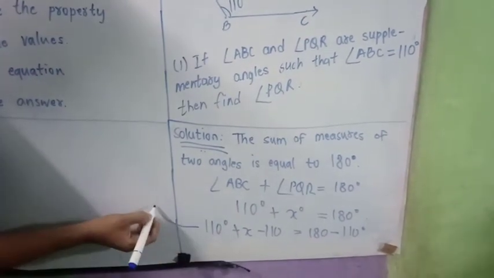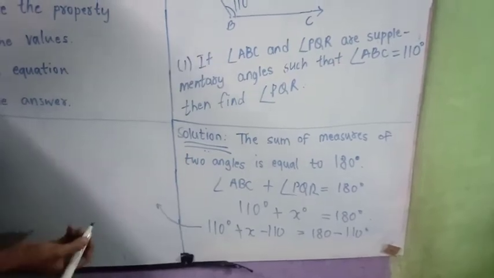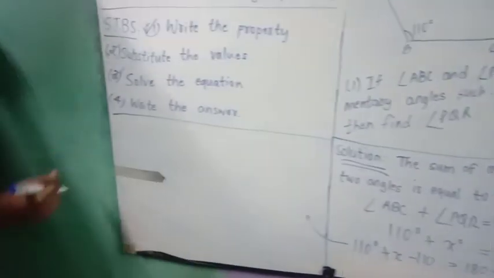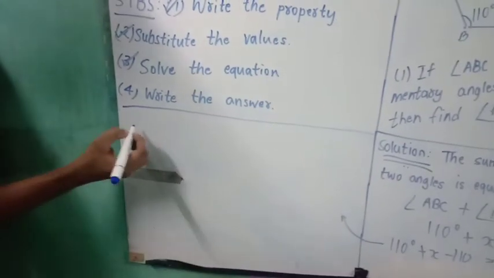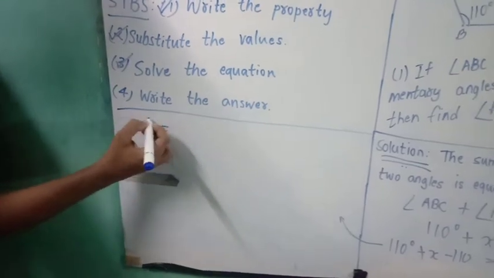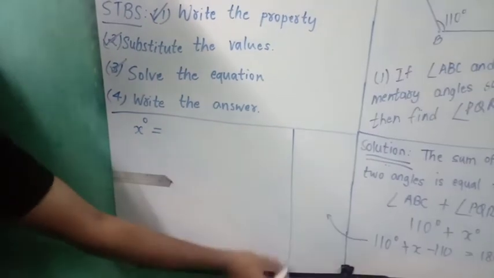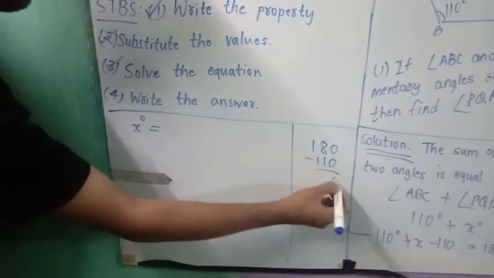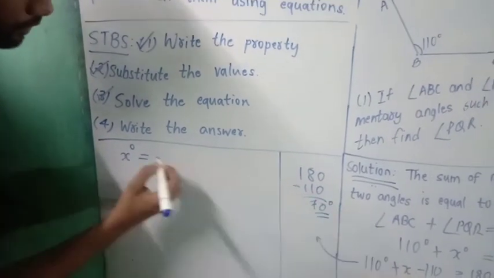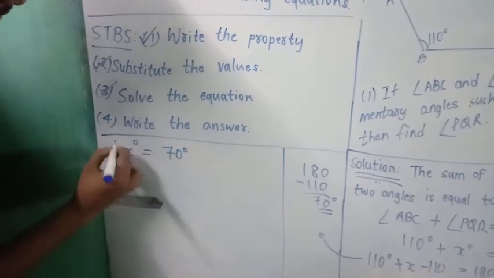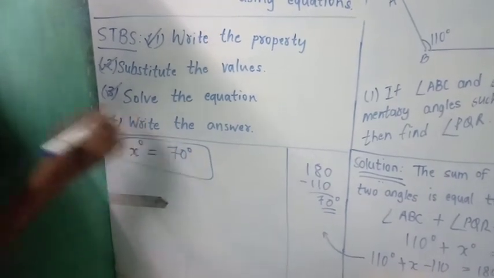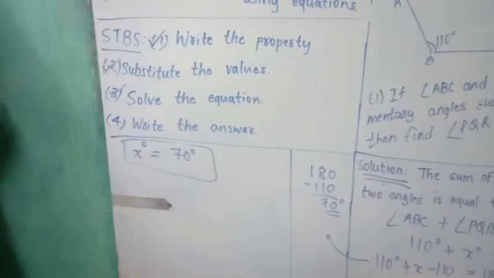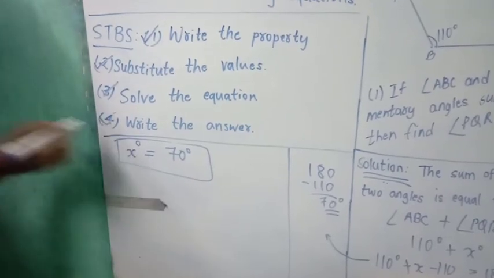Now I am doing it here since I don't have enough space there. 110 minus 110 will give you x here, so x degrees. Now do your working note here. 180 minus 110 will be 70 degrees. So this is my answer. x equals how many degrees? 70 degrees. Done.